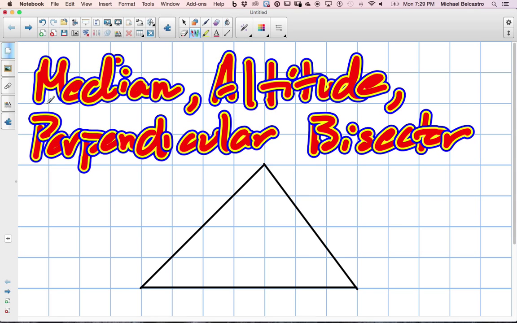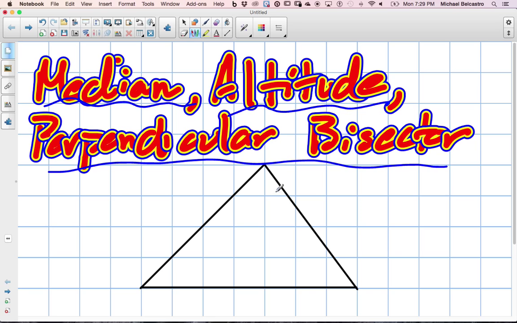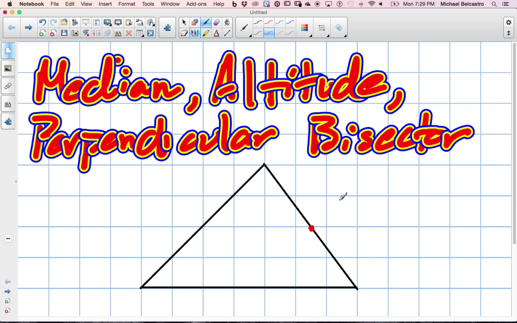We're going to look at the median, the altitude, and the perpendicular bisector of a triangle. The median is actually the easiest to figure out. The median is the midpoint of one side, so we'll call this side A here. And we'll say this is the midpoint of side A. We'll call it M1 because there's going to be at least 3 midpoints.